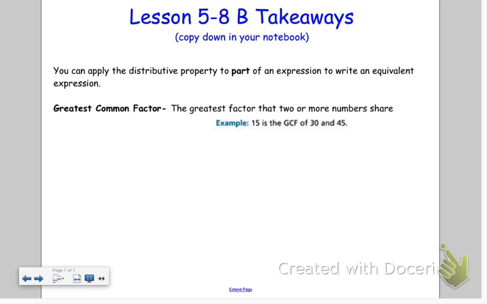So here are the takeaways. You can apply the distributive property to part of an expression to write an equivalent expression. So that means that you may only need to use the distributive property on certain parts of an expression. It may not be the whole thing. And the greatest common factor, of course, is the greatest factor that 2 or more numbers share. That should be familiar to you. And of course, you can pull out that greatest common factor of any two addends and rewrite it using the distributive property.